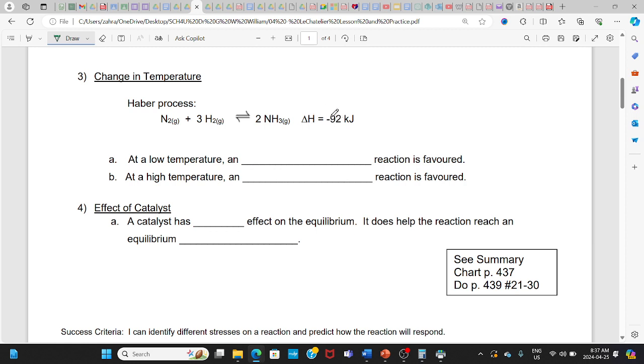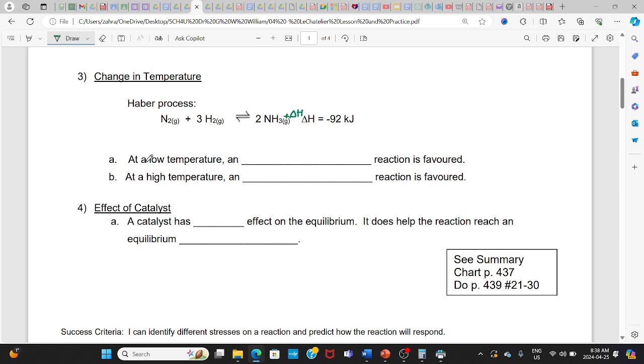Exothermic. So will the heat be on the right side or the left side? Exothermic means producing heat, right? So you will have the heat on this side. The heat will be produced because it's exothermic.